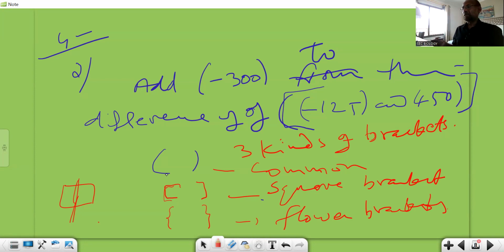Whenever you are using brackets, always the flower bracket is outside, then inside the square bracket, then the common bracket. So remind me another day, because my time is only 10 minutes or 8 minutes.